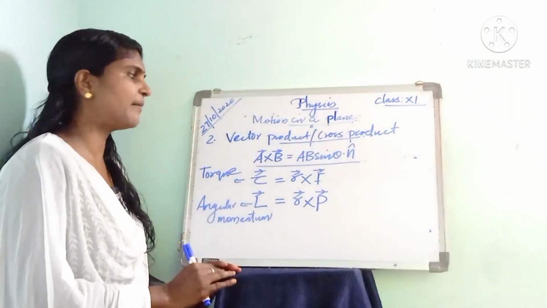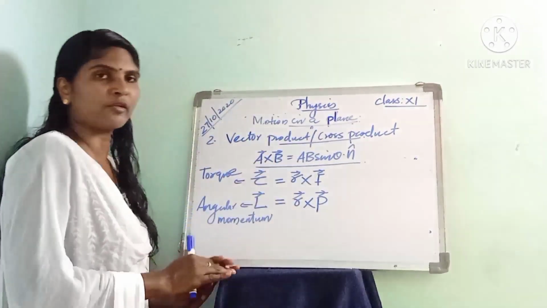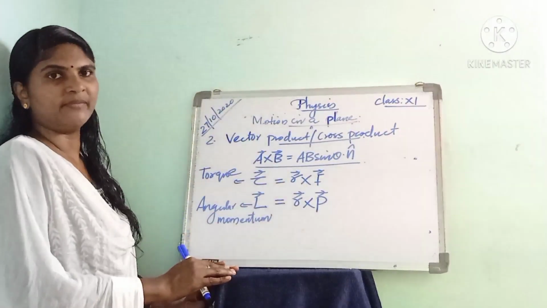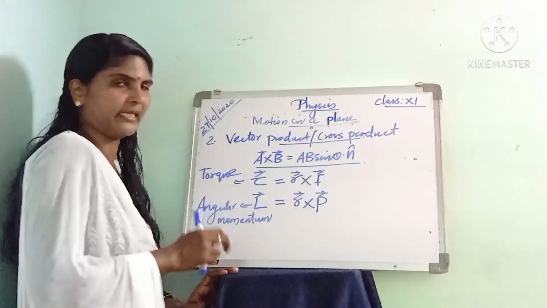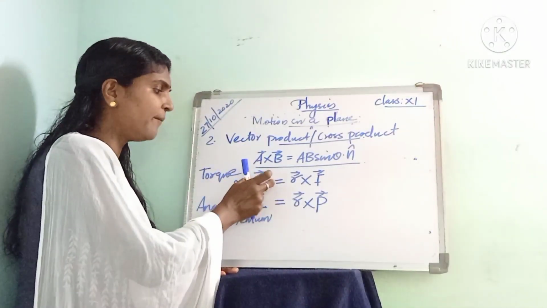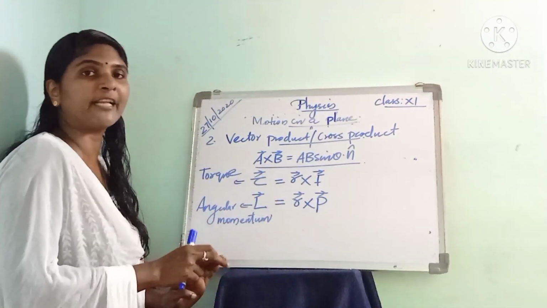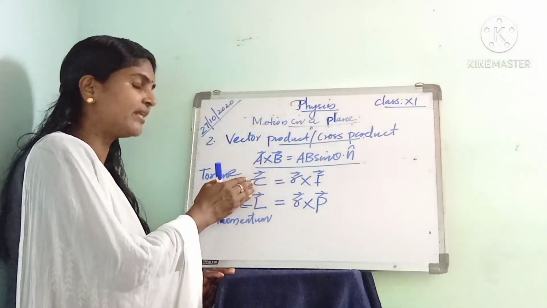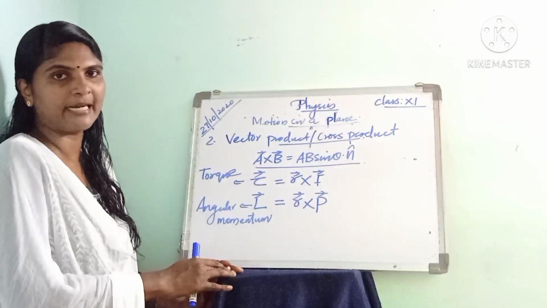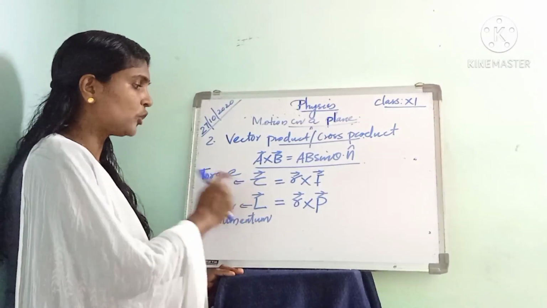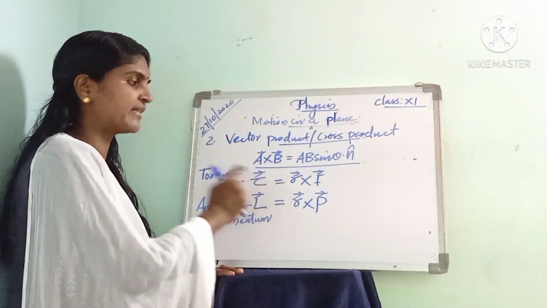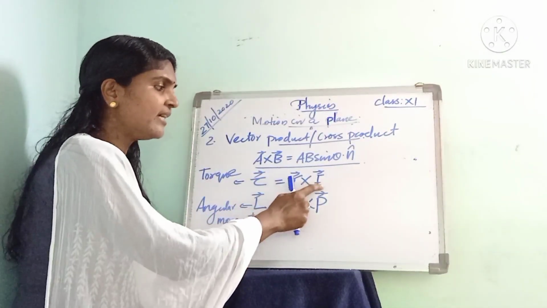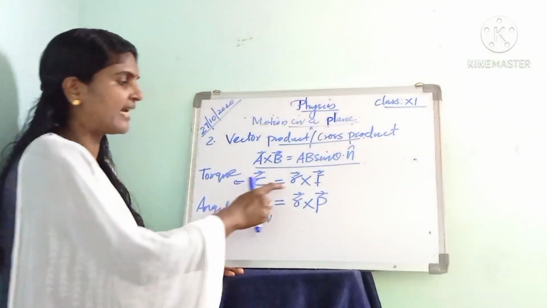Next, some physical examples for vector product or cross product. Here we can write torque. Torque means actually the force acting in rotational motion. That is called torque. We will learn this in the next chapter. Torque can be represented as the cross product of position vector and force.